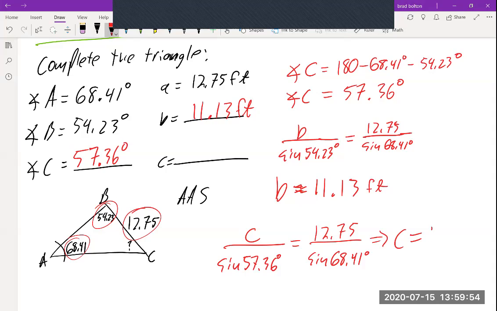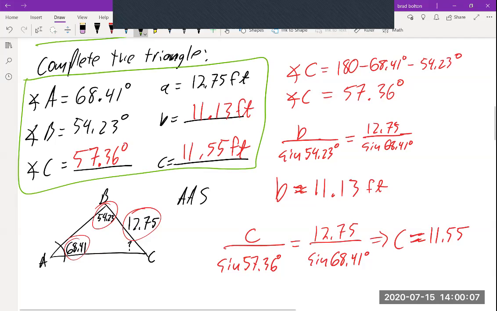So this time I get, let's round off again, 11.55 if we round off. So 11.55 feet. So we have completed the triangle. We have found all three angles and all three sides using the law of sines, okay? So let's take a look at another one.